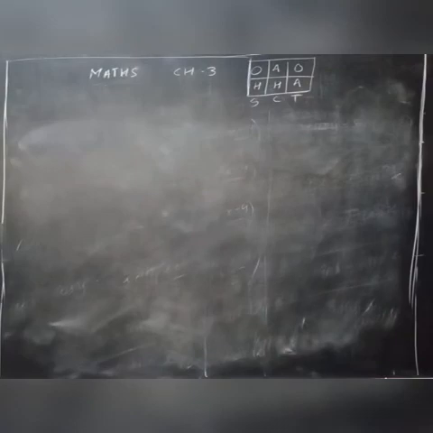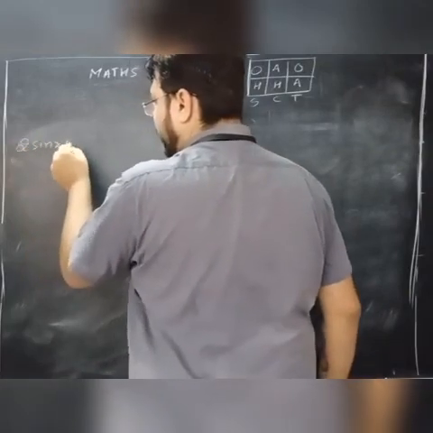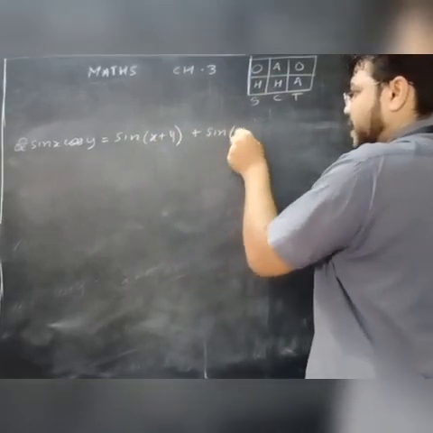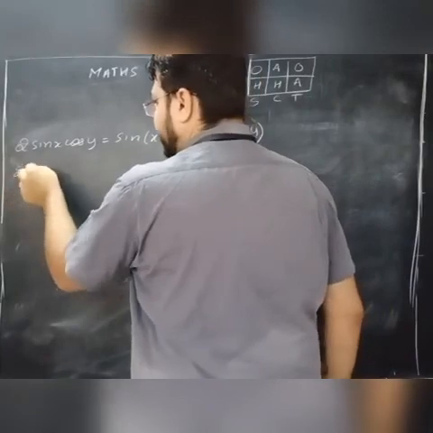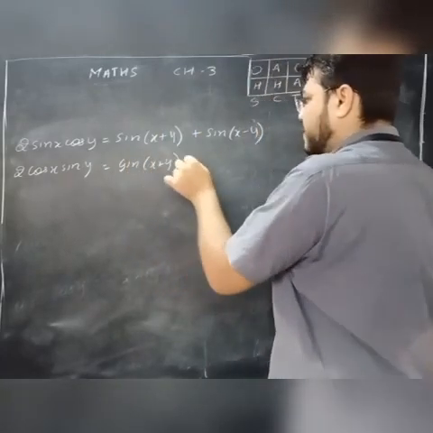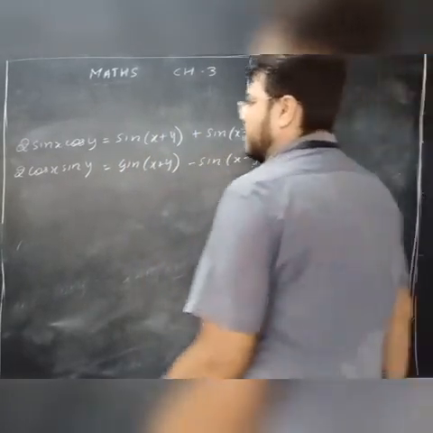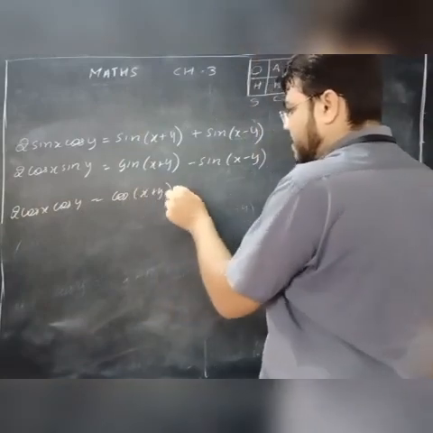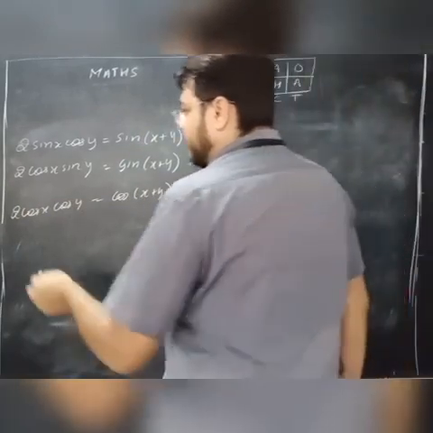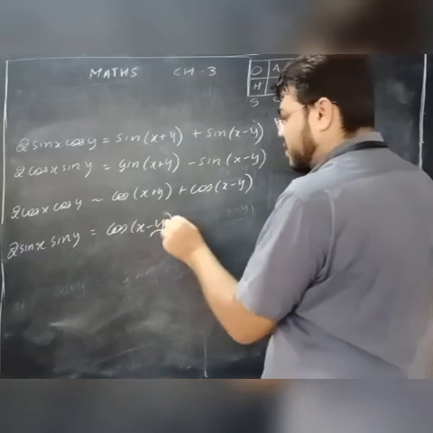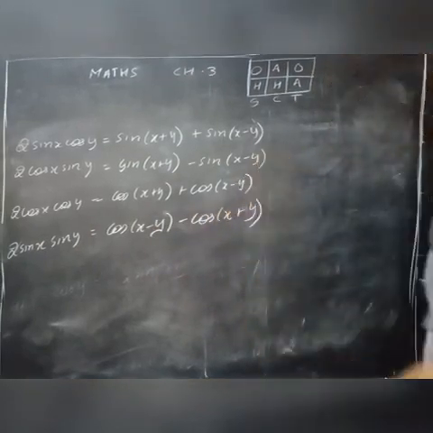Right, so the formula was 2 sin x cos y is sin(x+y) plus sin(x-y). But if it is 2 cos x sin y, then it is sin(x+y) minus sin(x-y). So if it is 2 cos x cos y, then it is cos(x+y) plus cos(x-y), and if it is 2 sin x sin y, then it is cos(x-y) minus cos(x+y).